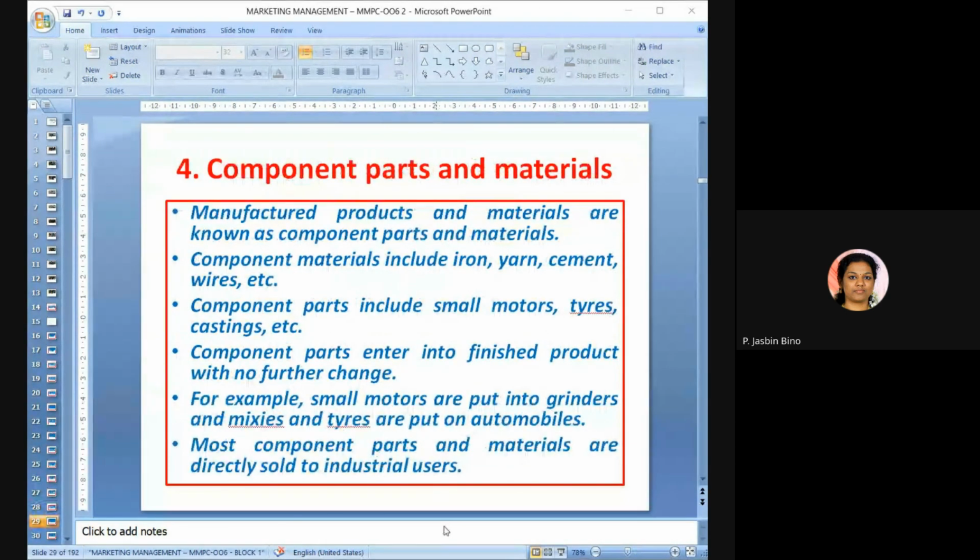Component parts and materials. Manufactured products and materials are known as component parts and materials. Component materials include iron, yarn, cement, wires, etc., and component parts include small motors, tires, castings, etc. These component parts enter into the finished product with no further change. For example, small motors can be put into grinders or mixies, and tires can be used in automobiles. Mostly, component parts and materials are directly sold to industrial users.